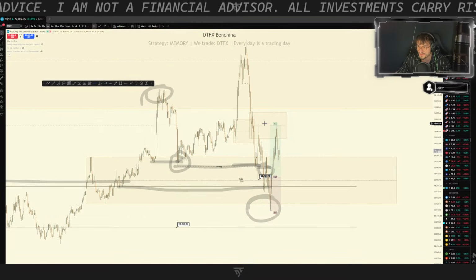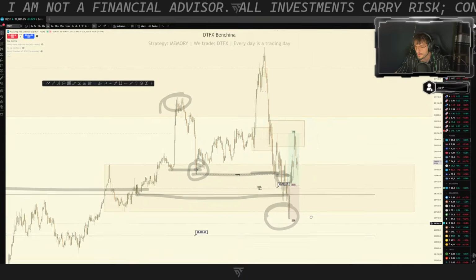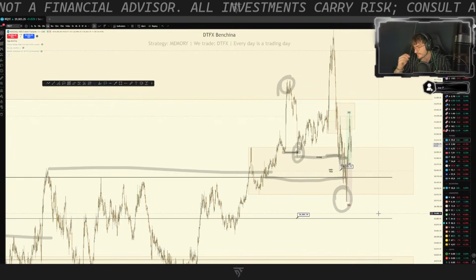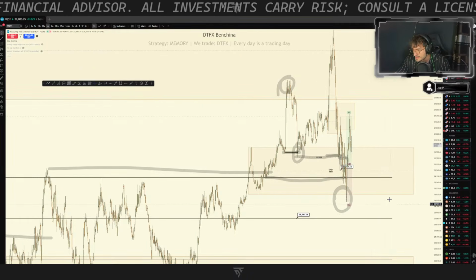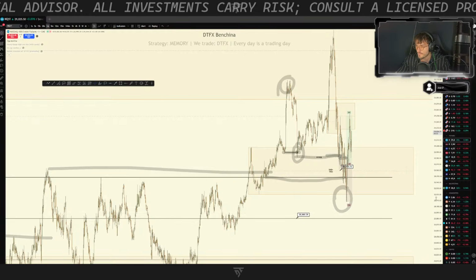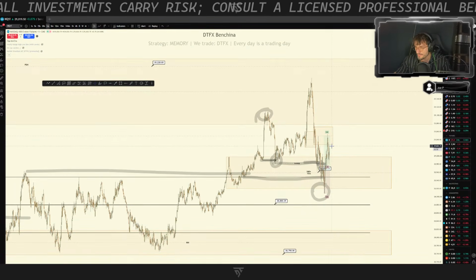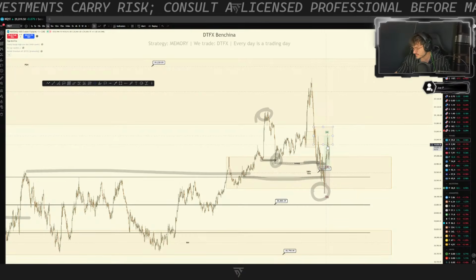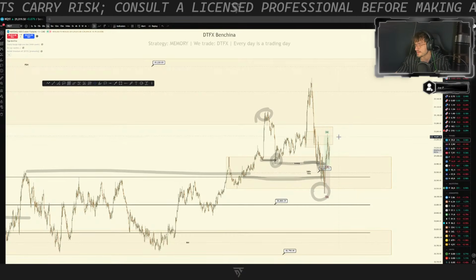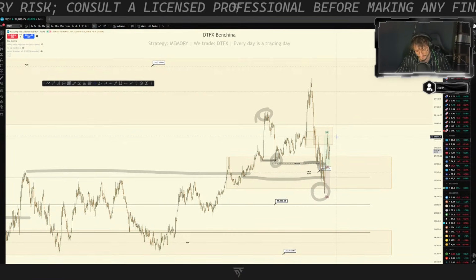This is coming out from a structural area. I am still looking at the 50% though. If I'm being entirely honest, the 50% of that zone is my target. It doesn't mean that it can't just go higher now, right?